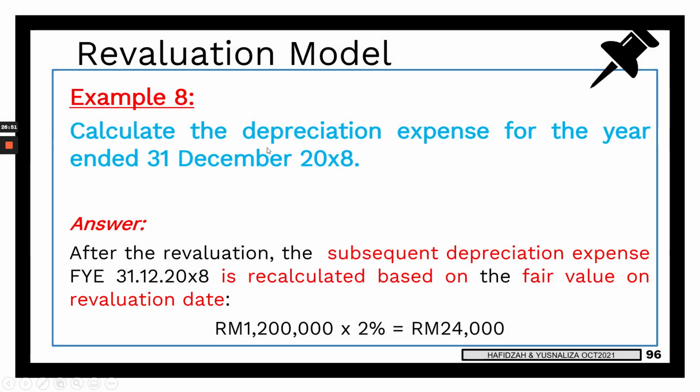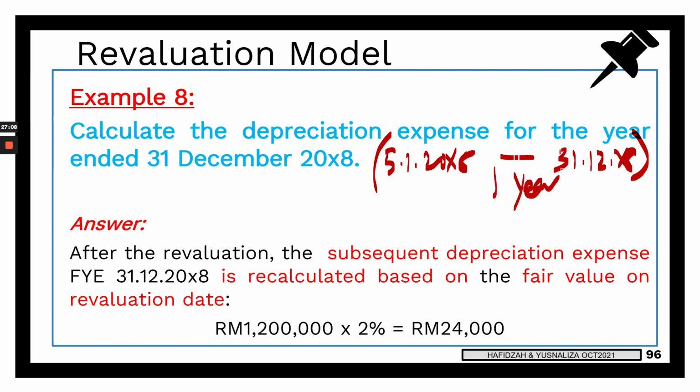Now let's look at the calculation of depreciation for the year ended 31st of December, meaning that it is from the date of revaluation, 5th of January 20X8 until 31st of December 20X8. So this is for one whole year, 1 year. Depreciation for 1 year. And after the revaluation, the subsequent depreciation or the depreciation that follows will be based or recalculated based on the fair value on the revaluation date.